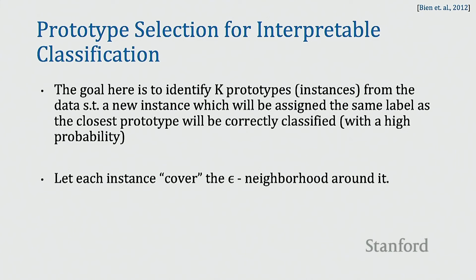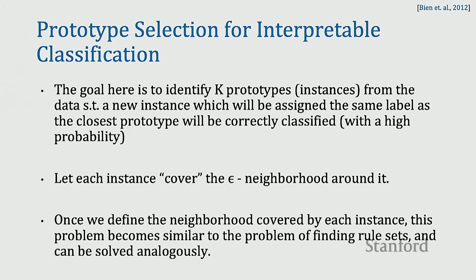So the way at least this paper goes about this problem is that you consider each instance to cover some epsilon neighborhood around it, like an epsilon ball around it. Cover means if a point lies within that epsilon distance from any given instance, then you say this point belongs to the epsilon neighborhood of that instance. And I'll show you pictorially in just a little bit.